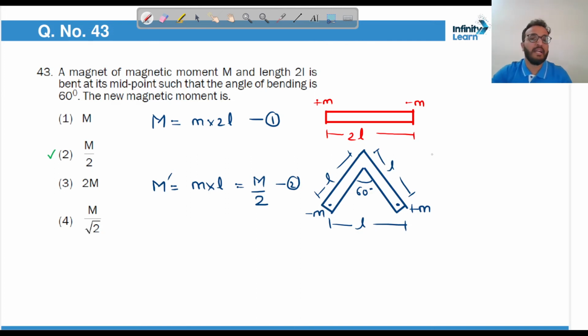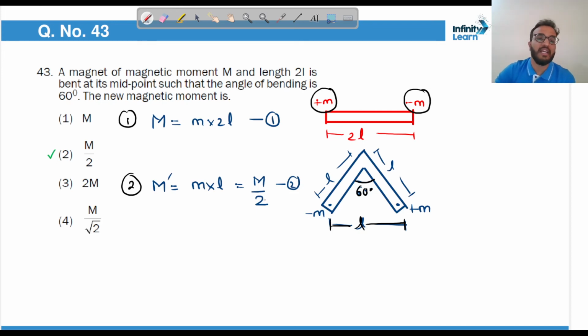Now this was a bar magnet whose pole strength is small m and the length is 2L. So what is the magnetic moment? M into 2L initially, number one. Number two, when you bend it so that the angle between them is 60 degrees, the effective length becomes L. Obviously the pole strength doesn't change but the length becomes half, so the magnetic moment also becomes half. So the answer will be m by 2.